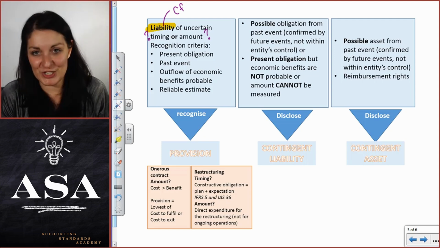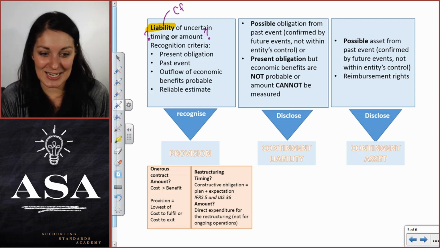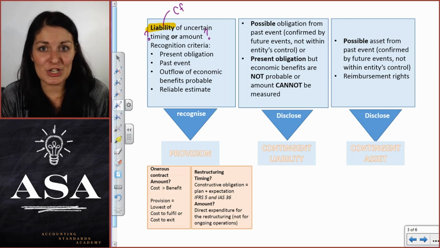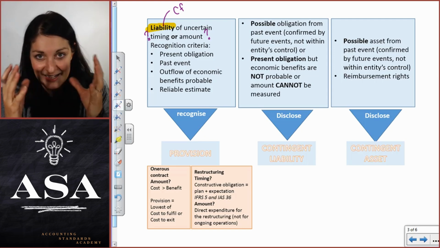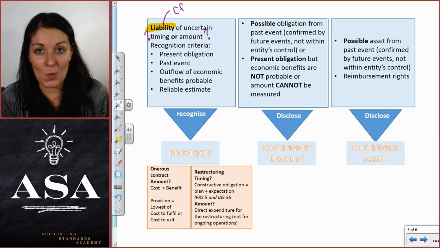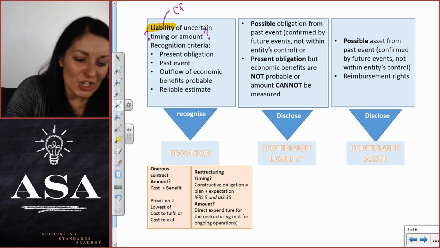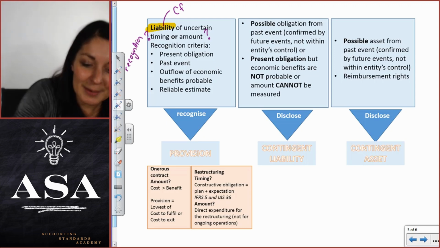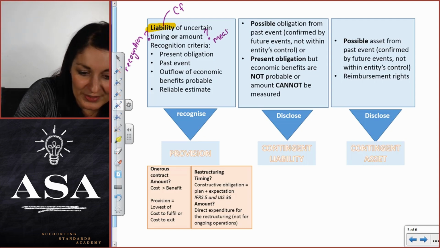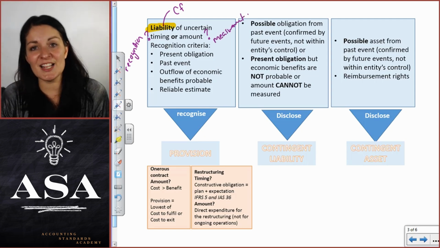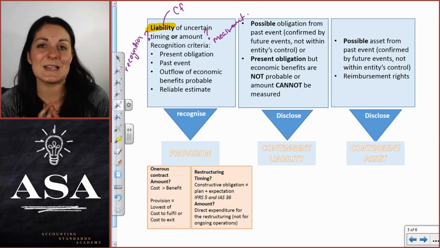But with a provision there is uncertainty. So you know you have an obligation. It's probable that you will pay. So all of that is there, but you're not sure when or how much. Okay, so the recognition is an issue, the timing, and the amount. So the measurement is an issue, and that is where the question mark is. And for this reason, IAS 37 gives us guidance when dealing with provisions.